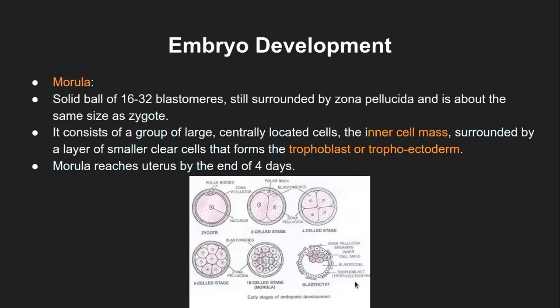Ectoderm is nothing but the outermost layer, and tropho is coming from the, oh, I forgot the meaning of tropho. I can't recollect. Anyway, that is the trophoectoderm, and the morula reaches the uterus by the end of the 4 days. After the morula stage, this will come down into the uterus to form the blastocyst stage. So this is how the division of the morula would happen.